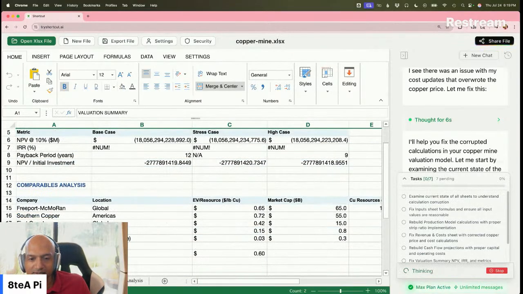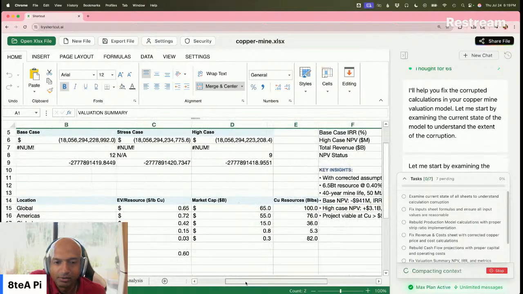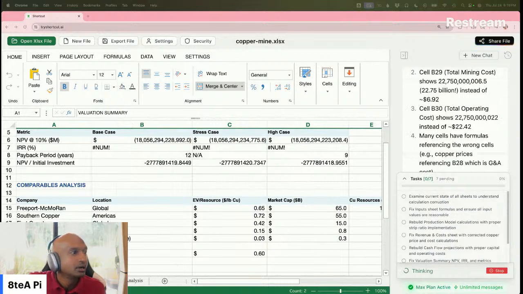Comparables analysis. Oh, nice. So it did a comparables analysis, Freeport McMoRan. I don't know where it got the data. I suspect it did a web search and found like an analyst report somewhere. Let's just check on whether these are current numbers. Finance.com, Freeport McMoRan, US. Is the market cap correct? 64 billion. All right. It got the market cap correct. All right. So a little bit more reliable.